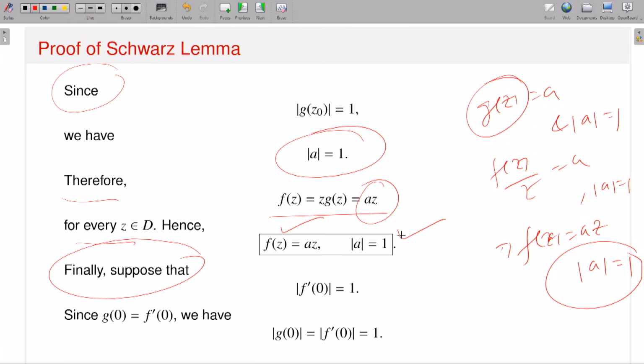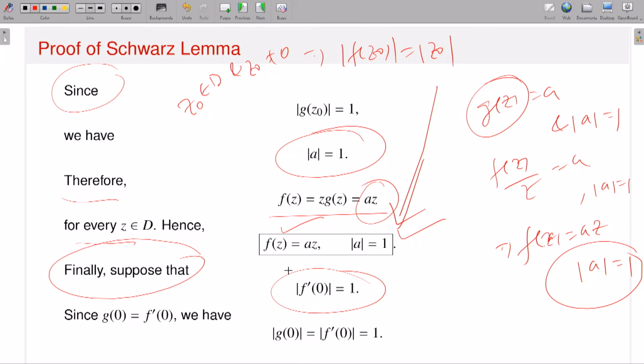So finally, if I take any z naught inside D and z naught is non-zero such that absolute value of f(z naught) is equal to modulus of z naught, which implies your a looks like this. That means f(z) is equal to az, modulus a is less than 1. Now if I assume modulus of f prime of 0 is equal to 1, then the same thing will happen. Instead of z naught, this time the function has these properties at the point 0.